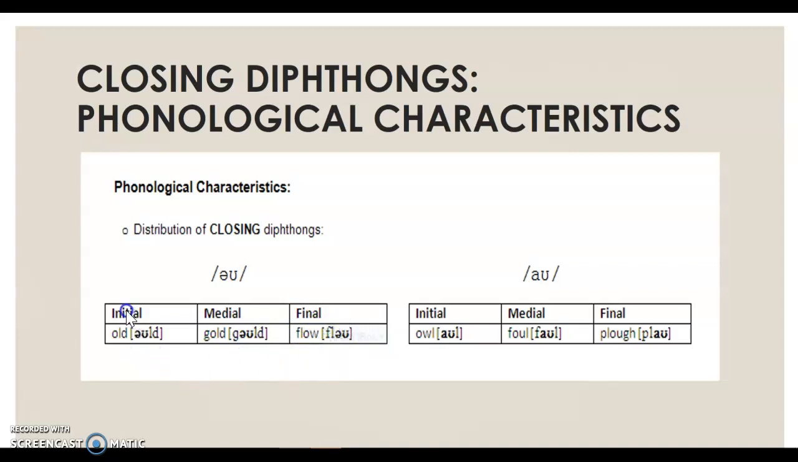Again, remember we say it is initial position because it occurs at the beginning of a syllable with no consonant sound before the diphthong. Medial position because it is in the middle of consonant sounds, and final position because it is at the end of a word and no consonant sound follows. In the case of /aʊ/, it occurs in initial position, like in the case of owl, medial position, like in the case of foul, and final position, like in the case of plow.